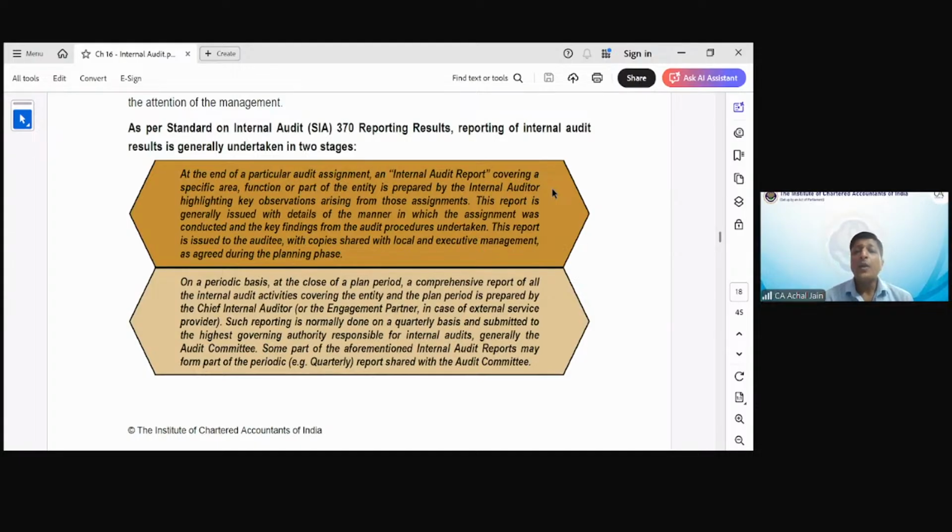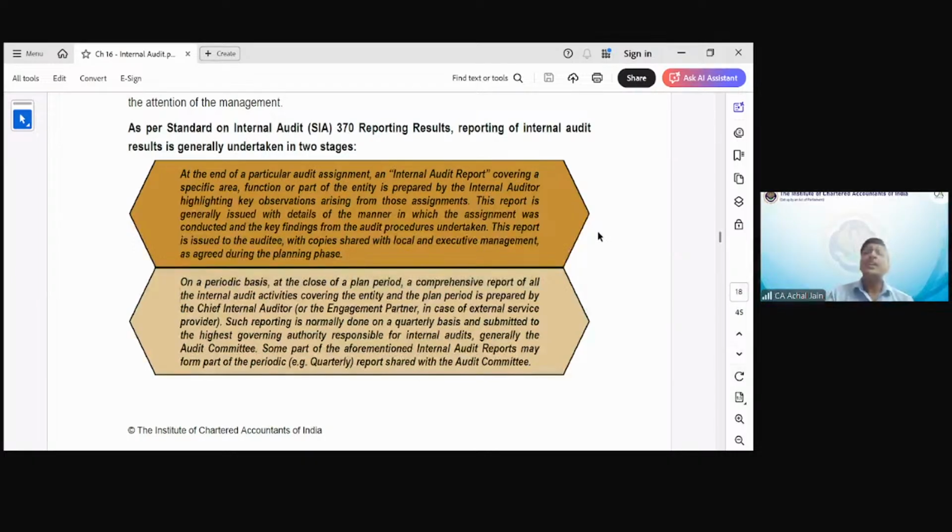Second, on a periodic basis. Periodic could be a quarter, could be 6 months, meaning half yearly or quarterly. This is a comprehensive report of all internal audit activities covering the entity for the plan period. Such reporting is generally done on a quarterly or half yearly basis. That's what you generally find in most organizations.